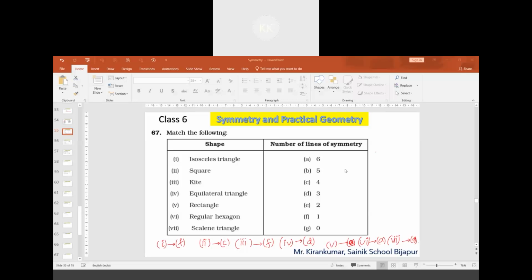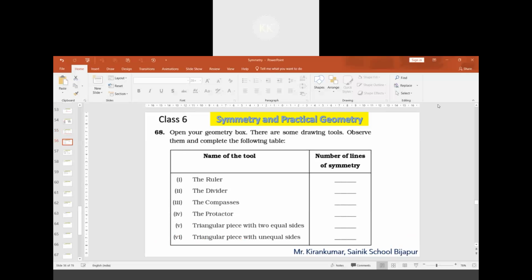67 was the last question. Now coming to question number 68. You have to see the instruments of your compass box. There are some drawing tools. You have to observe and complete the following table.